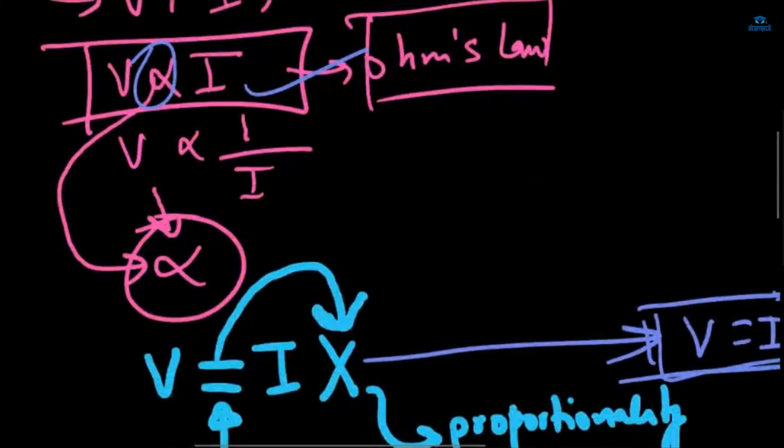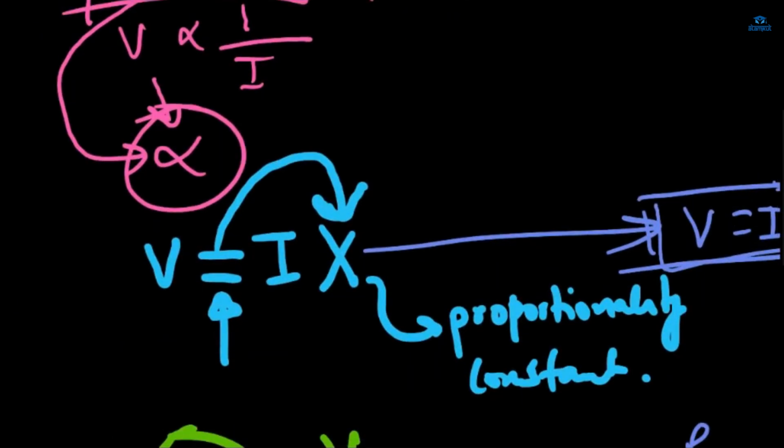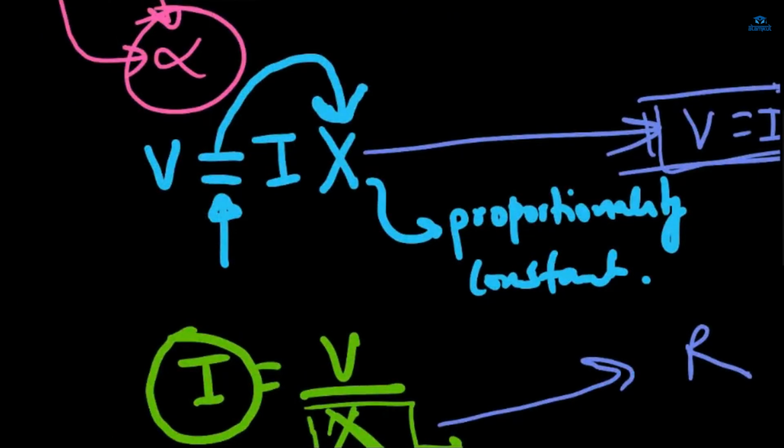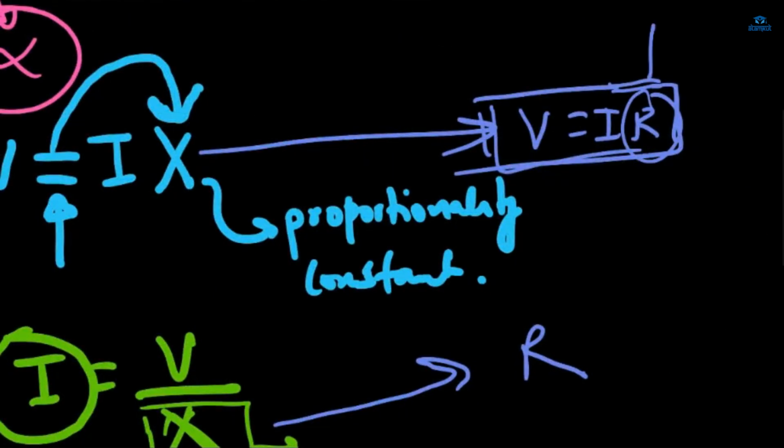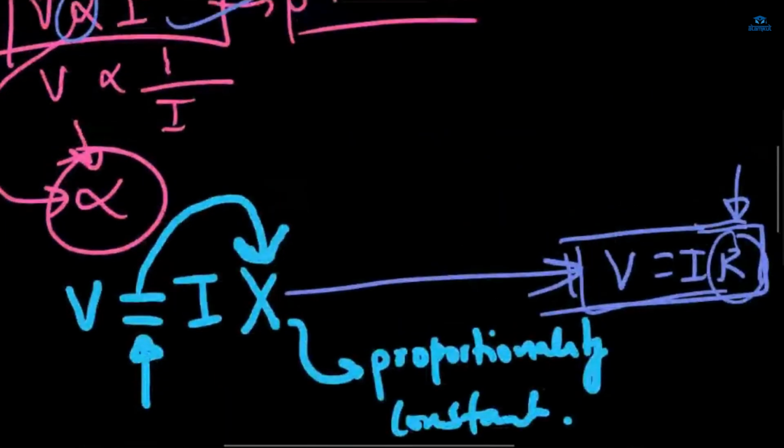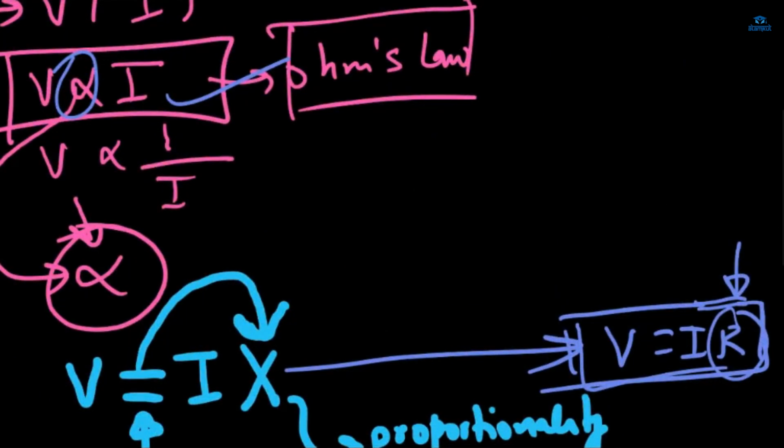And we have to introduce one new variable, that is X. And in place of X, we have to write R, because it's working like resistance, which is resisting the flow of current in the circuit. So that's why we have introduced this resistance in this relation, the V and I relation.